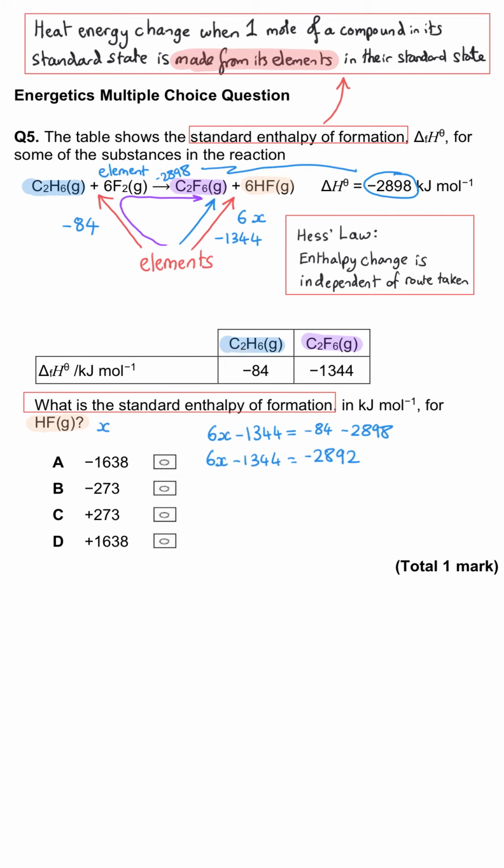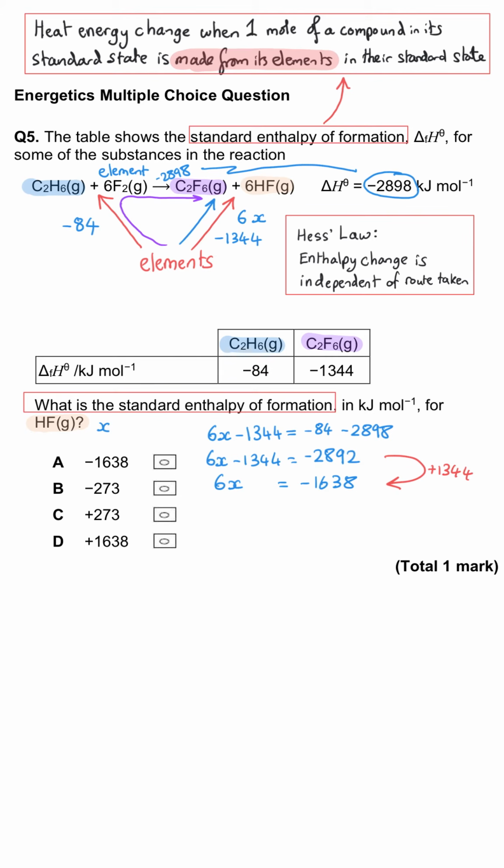And then when we calculate that, we've got 6x minus 1344 is equal to minus 2982. And then when we add 1344 to both sides, we get 6x is equal to minus 1638. Remember, that is 6 times the enthalpy of formation of HF.